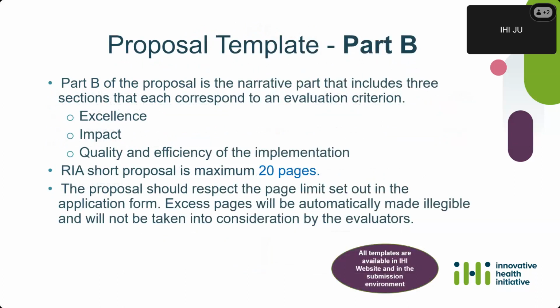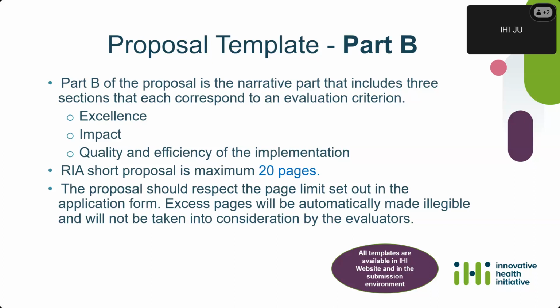The Part B of the proposal is the narrative that includes the 3 sections that each corresponds to an evaluation criterion: excellence, impact, and quality and efficiency of the implementation. In IHI, we usually publish topics that fall under the research and innovation actions. The short proposal during the stage 1 should be maximum 20 pages. Excess pages will be automatically made illegible and will not be taken into consideration by the expert evaluators.